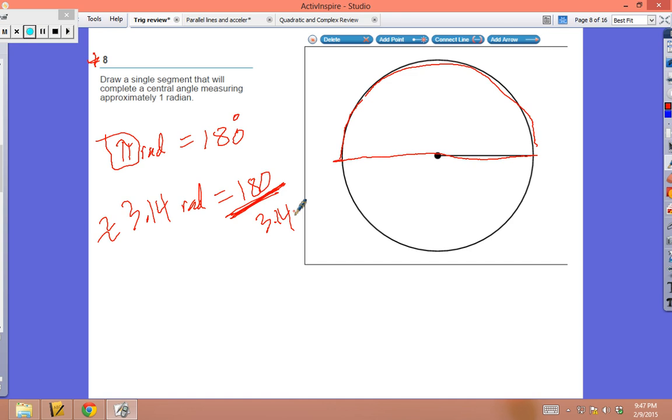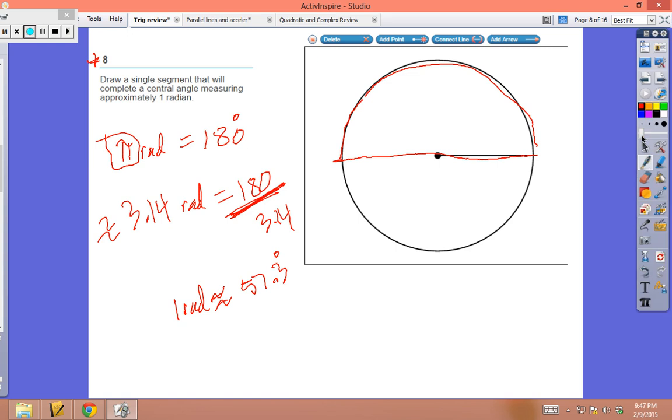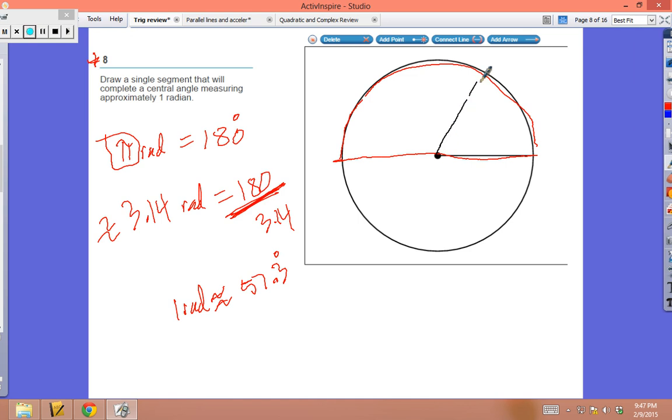So 180 divided by 3.14, and 1 single radian is approximately 57.3 degrees to the nearest tenth. So if you need to make an angle that's 1 radian, it's going to be something like this, 57.3 degrees.